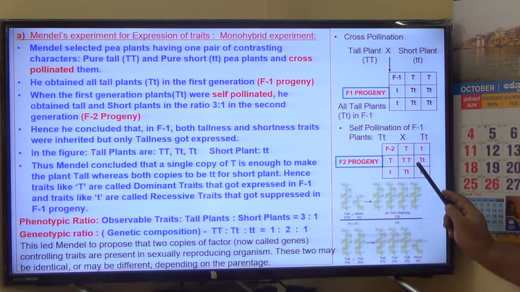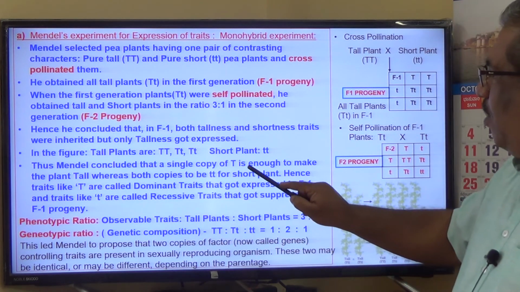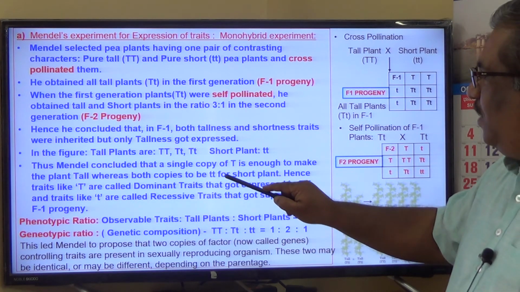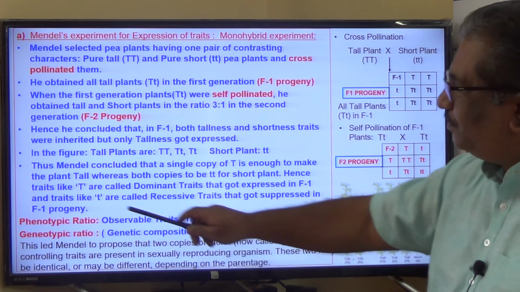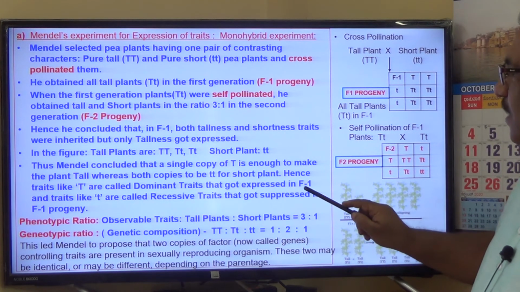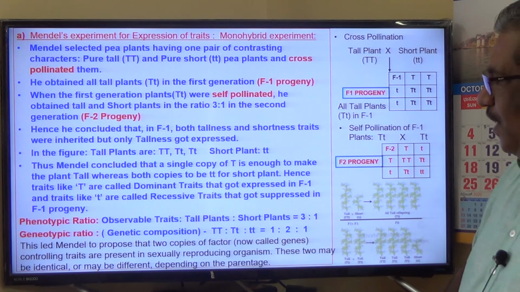Therefore, he concluded that one capital T is enough to make the plant tall, whereas for the plant to be a shorter plant, both the alleles should be identical, but it should be a small t. Therefore, Mendel concluded that a single copy of capital T is enough to make the plant tall, whereas both copies of the alleles must be small t for a short plant. Hence, traits like capital T are called dominant traits that got expressed in F1 progeny, and traits like small t are called recessive traits that got suppressed in F1 progeny.